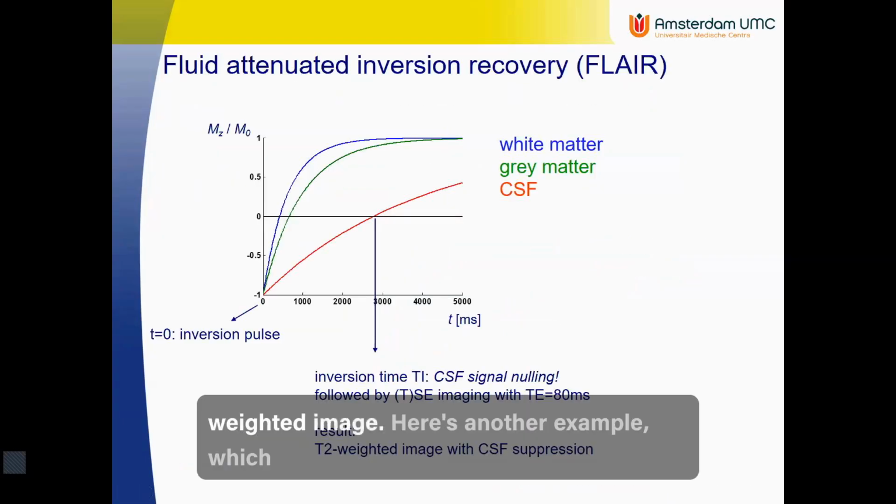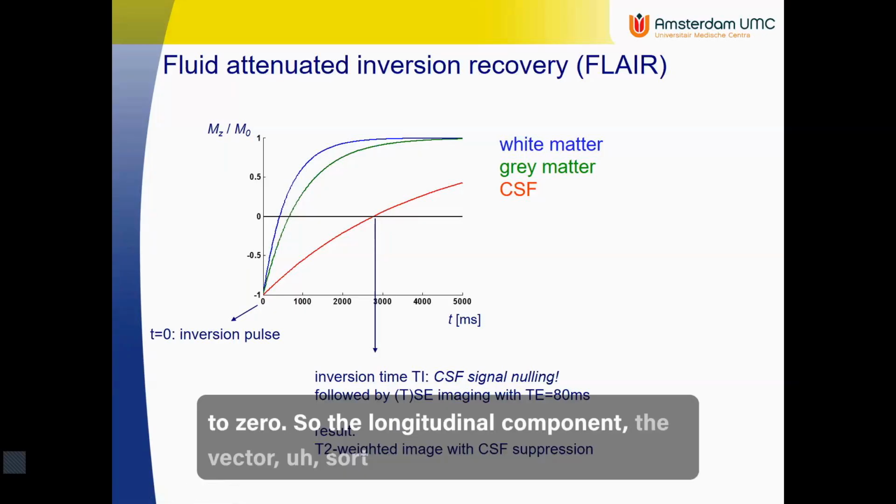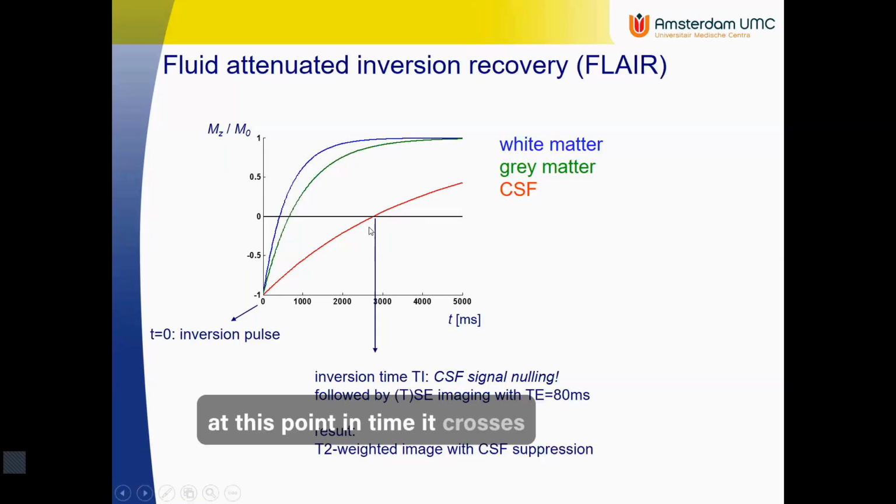I get a T1 weighted image. Here's another example, which is used very often in clinical practice, and it's called fluid attenuated inversion recovery, or FLAIR. You've seen a lot of those images in my lecture. And what it does is it deliberately waits until the signal of CSF has gone to zero. So the longitudinal component comes to equilibrium with the T1 relaxation rate, and at this point in time, crosses zero.